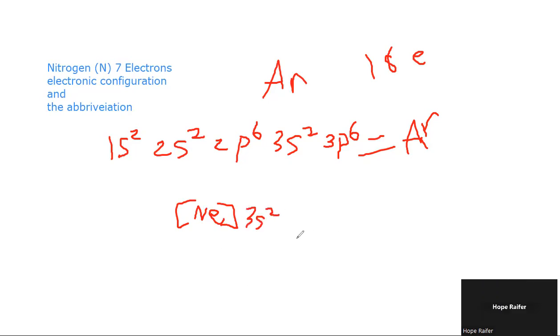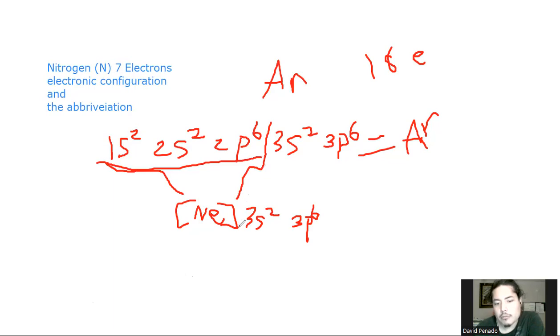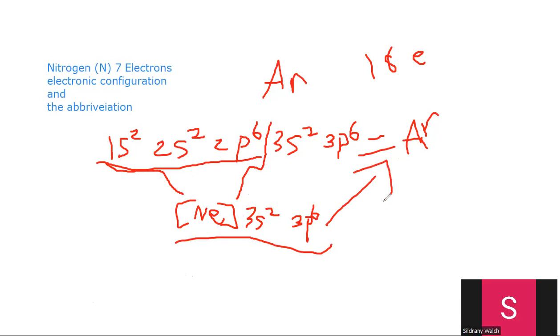Wait, it would be 2p6. Oh, so you would start where Ne would end. Yes. Got it. Ne has these ten, full. Got it. So this 10 would be this. Makes sense.